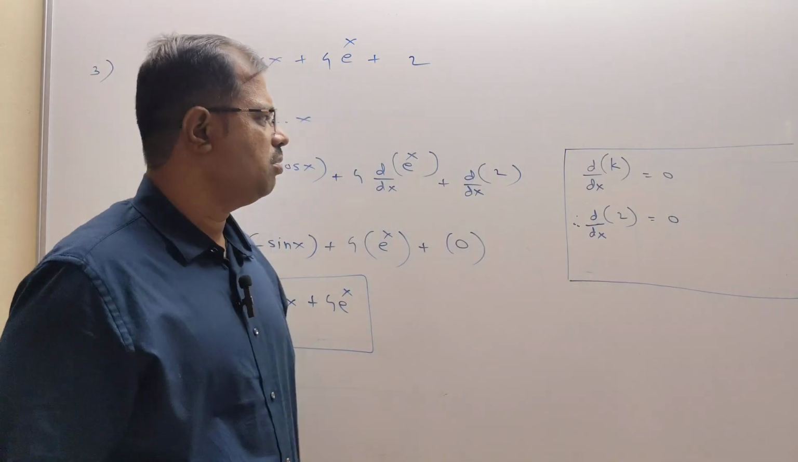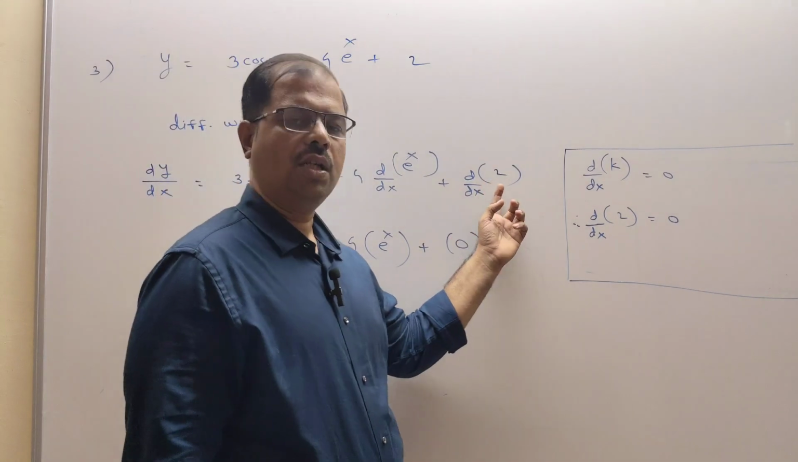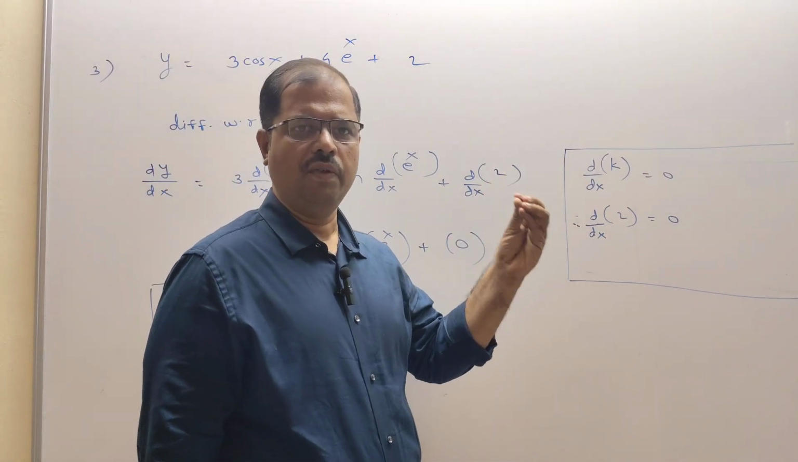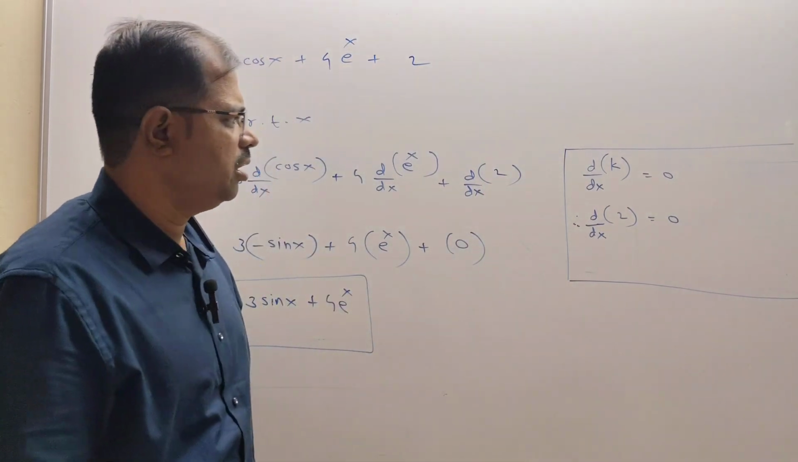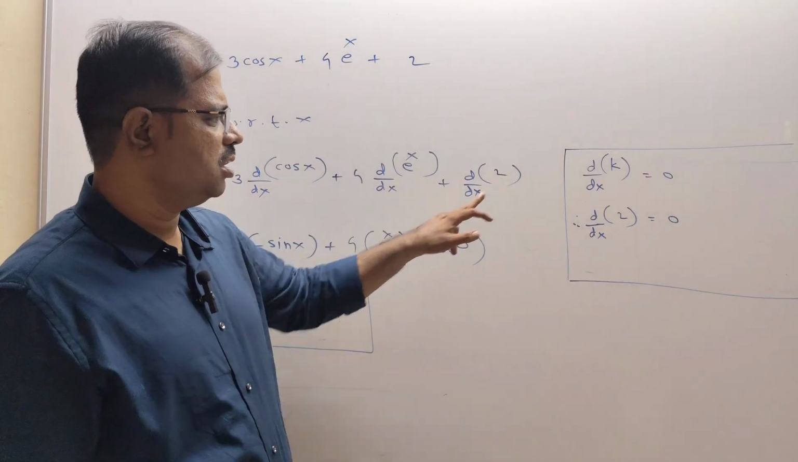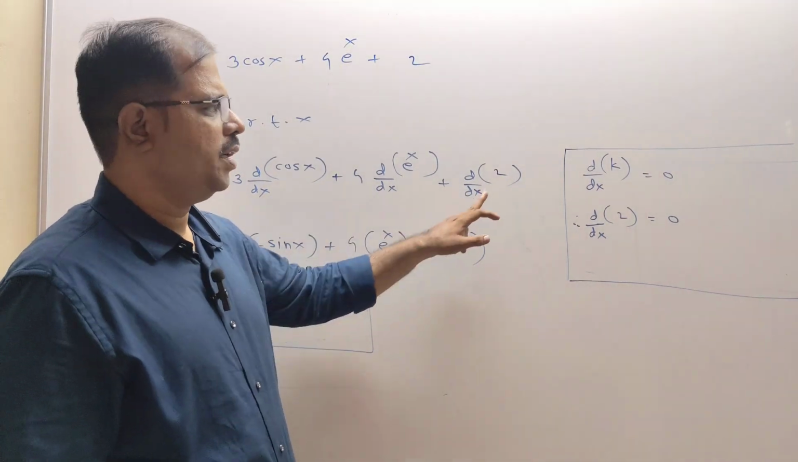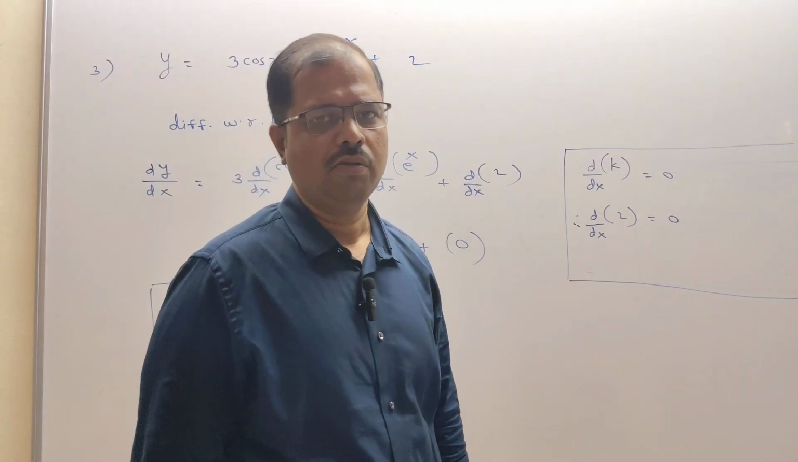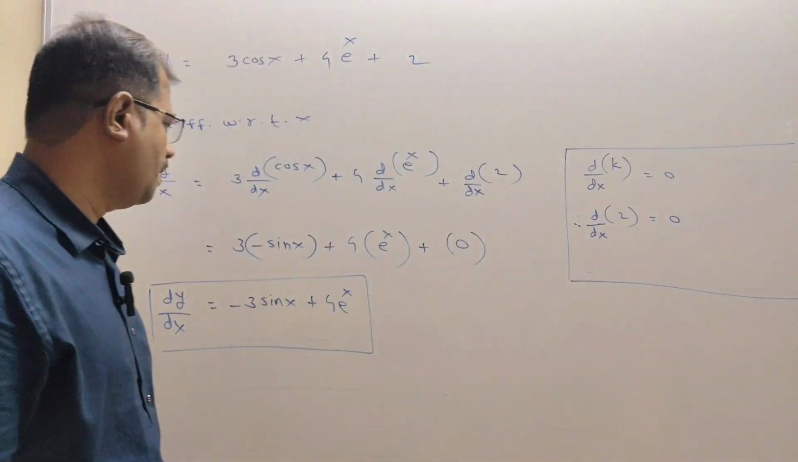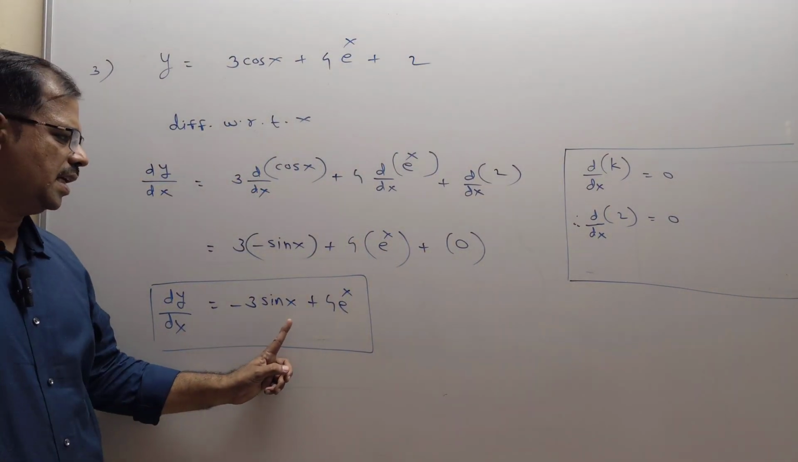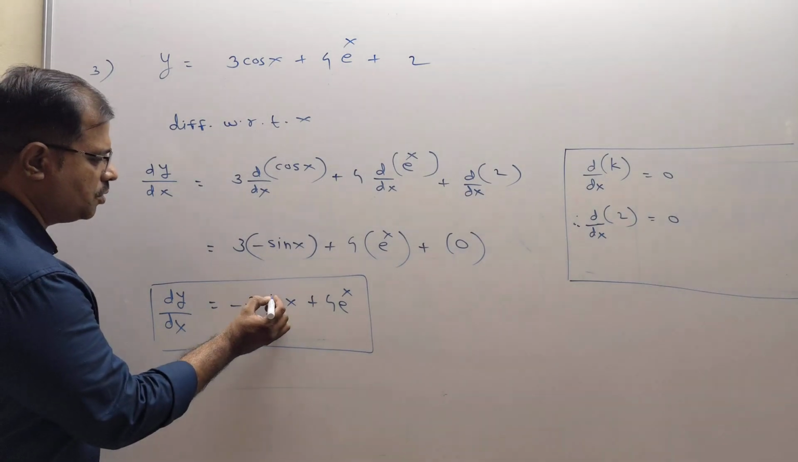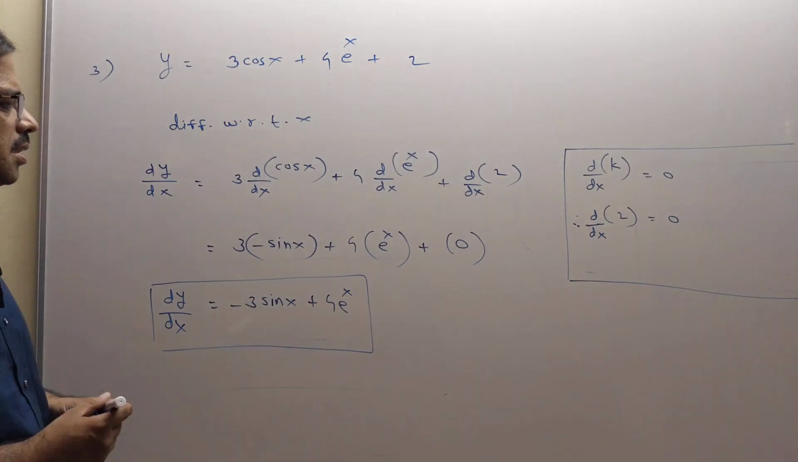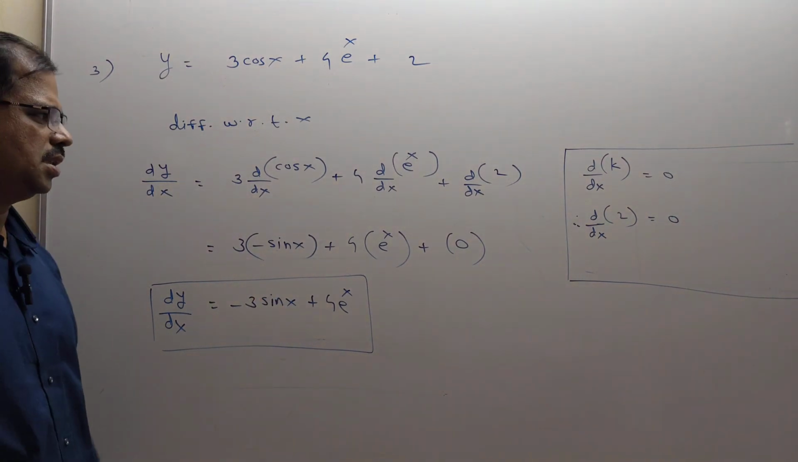How to identify the constant term? The term which does not consist of x or y or variable is called a constant term. Derivative of every constant term is equal to 0. For example, derivative of 2 is 0, derivative of 5 is 0, derivative of 7 is equal to 0. Therefore, minus 3 sin x plus 4 e raised to x is the answer.